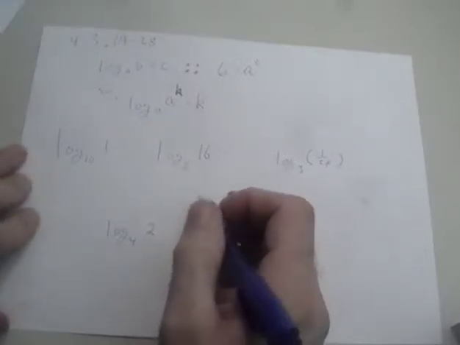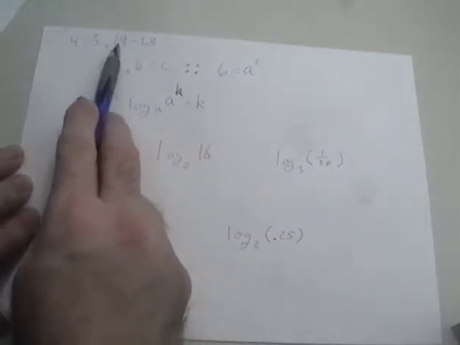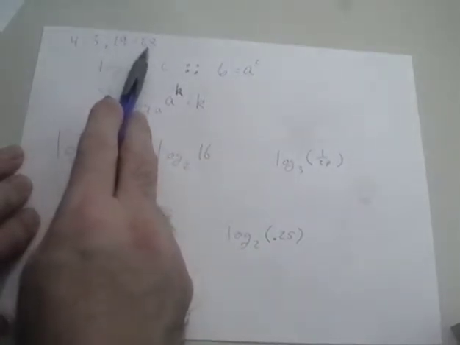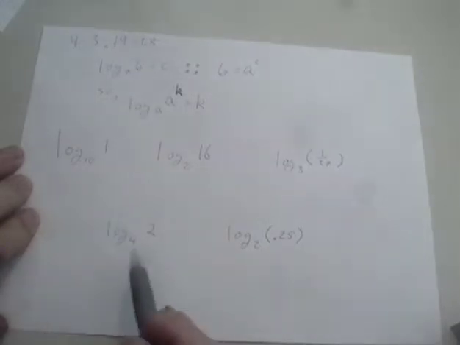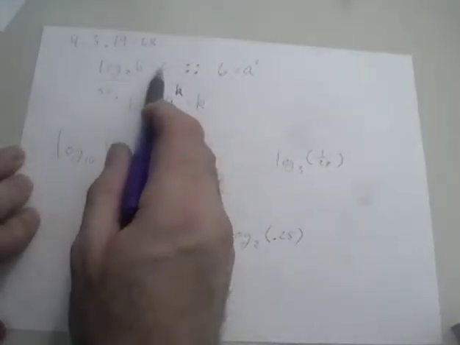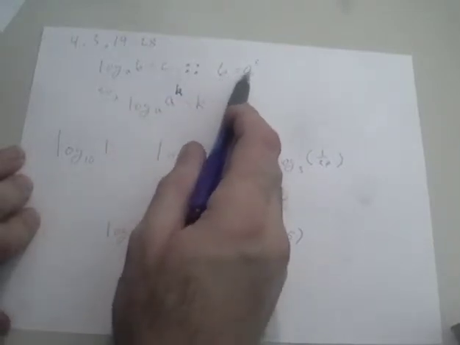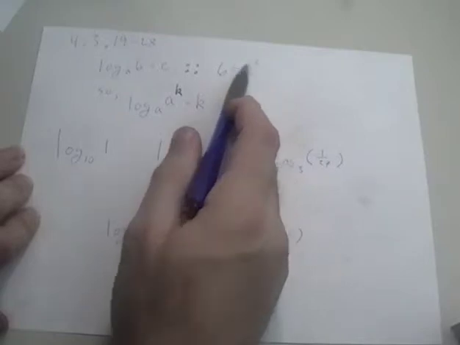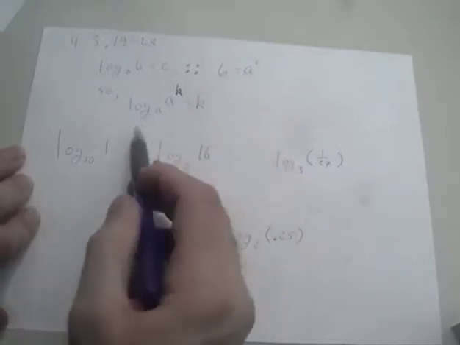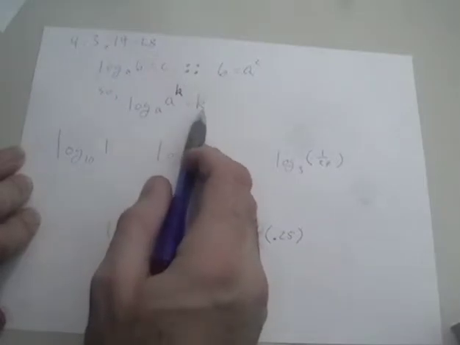Chapter 4, Section 3, problem similar to what you run into in problems 19 through 28 in the book. Our definition of the log is that the log base a of b is c is equivalent to b is equal to a to the c power. A consequence of this is that the log base a of a to the k is equal to k.